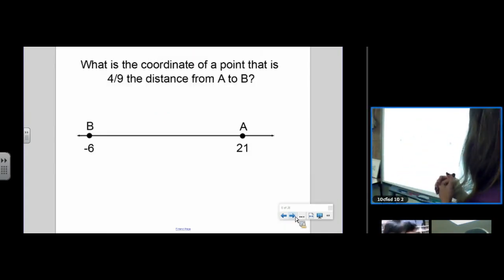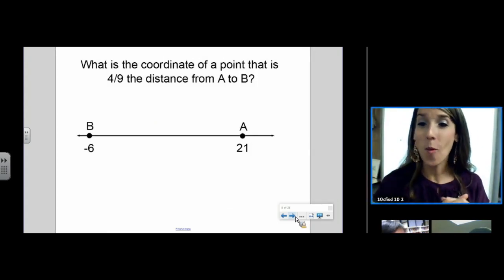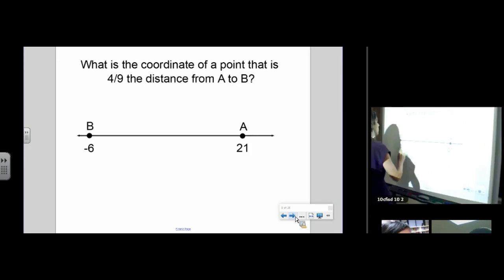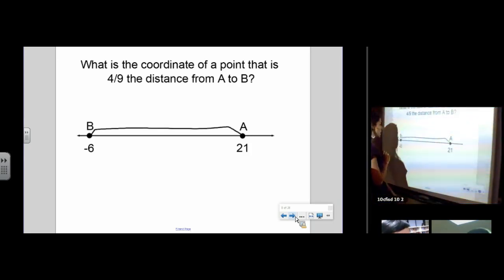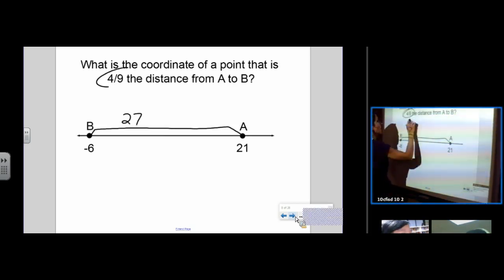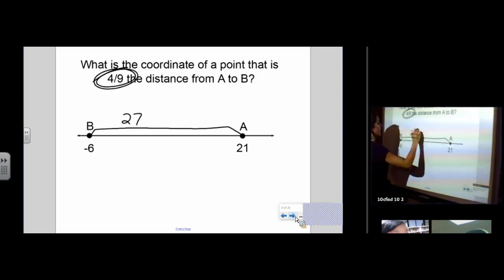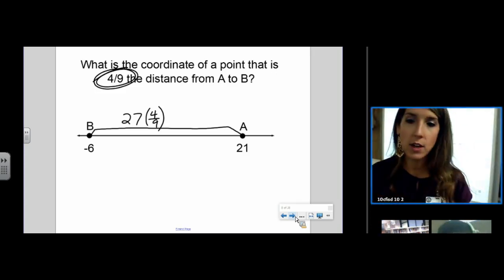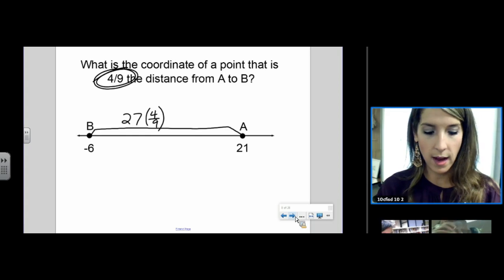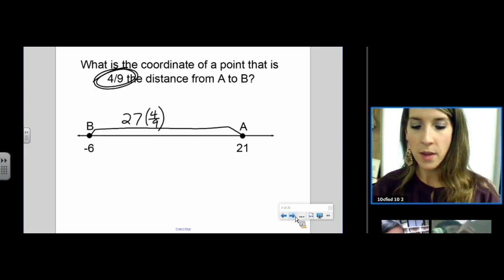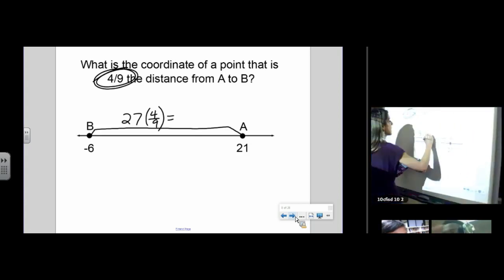We have 2 examples, and then we're done. What is the coordinate of a point that is 4/9 of the distance from A to B? I'm going to go quickly. Step 1, find the distance. That will never change. The distance is 27. I don't want to go 27 units. I want to go 4/9 of the distance. 27 times 4/9. When you put this in your calculator, make sure you put parentheses around the 4/9. It equals 12.